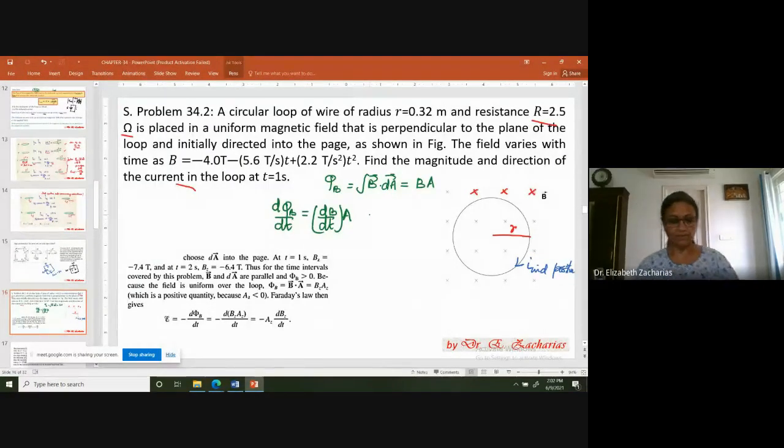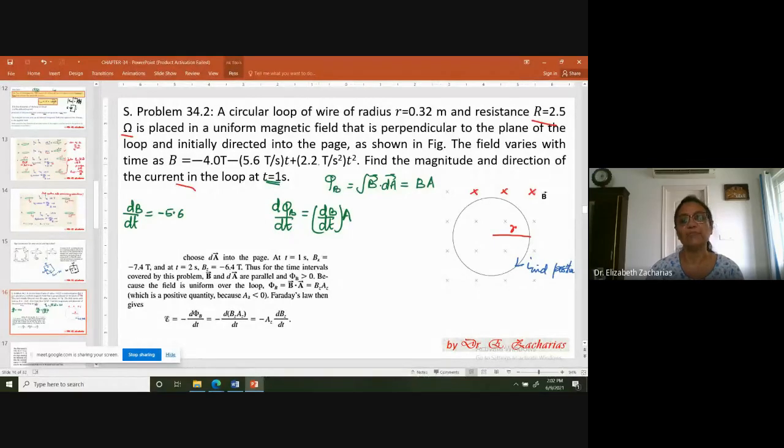dB by dt into A. And I want to know what is the magnitude of the current and the direction of the current in the loop at t equal to 1 second. So first I will get my dB by dt. What is dB by dt? Take this equation and differentiate. Minus 4 Tesla is a constant. Minus 5.6 T will be there. So minus 5.6 it will become.